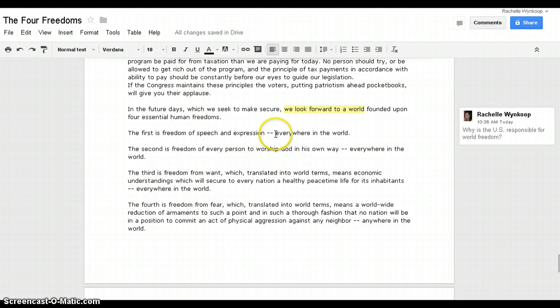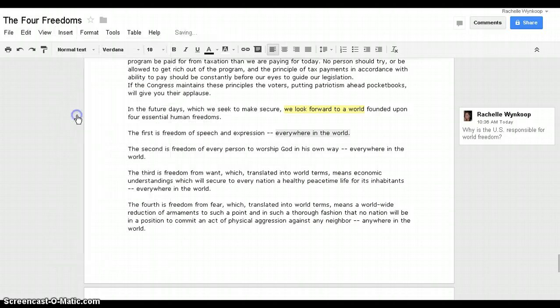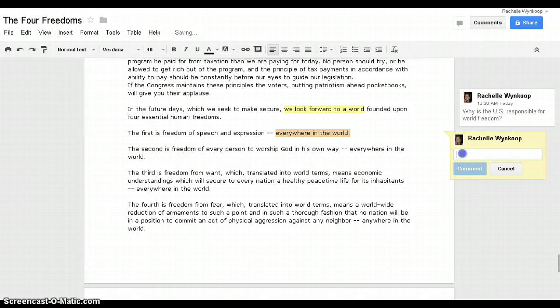So that's a connection I've made, and I'm going to go ahead and record that. So again, I do that by highlighting "everywhere in the world," going up to the Insert button, clicking Comment, and then going over to my text box, and then I'm just going to make a note that FDR emphasizes in his speech that it is everywhere in the world, and click the Comment button.